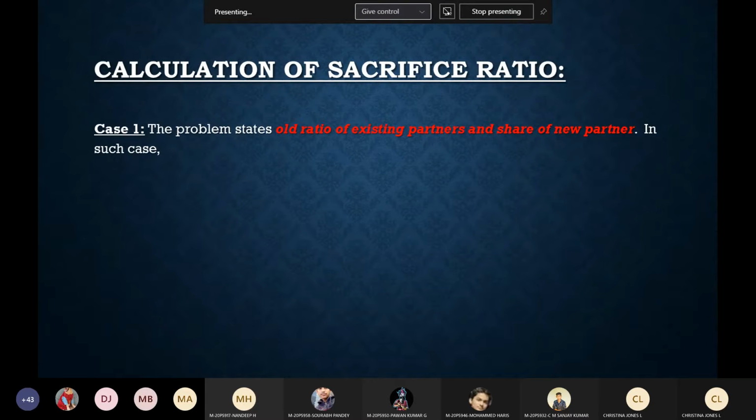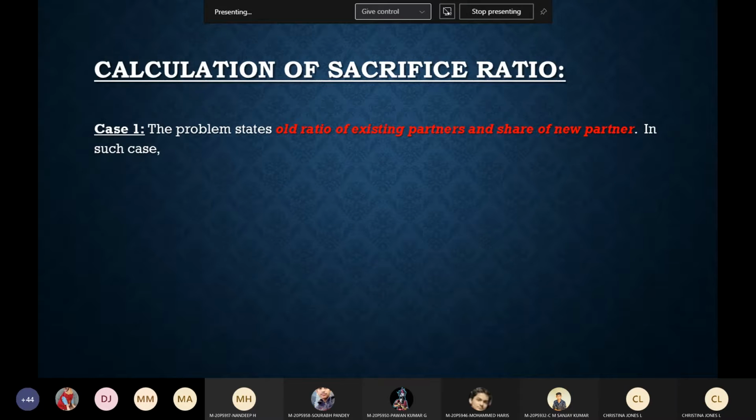Now we have a total of 5 cases under sacrifice ratio. 5 cases means 5 different scenarios: when information is given in a particular format, how do we calculate the sacrifice ratio? Case 1 and case 2 are very simple. Only from case 3 onwards is a little math needed.